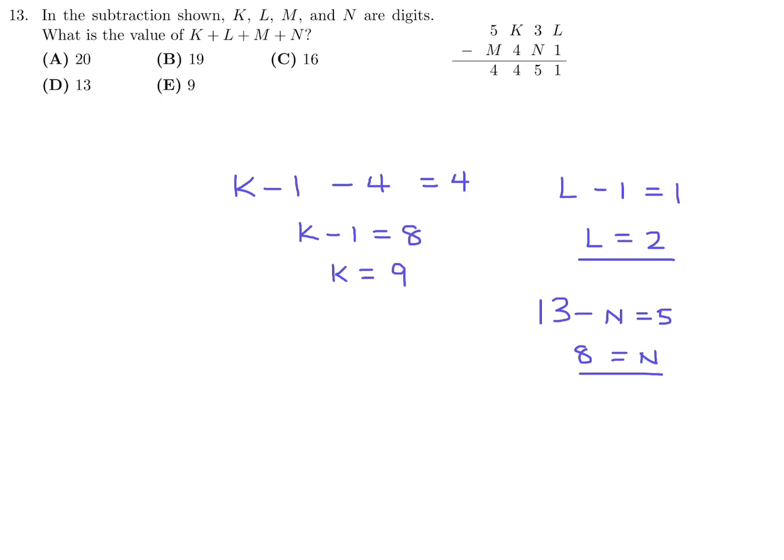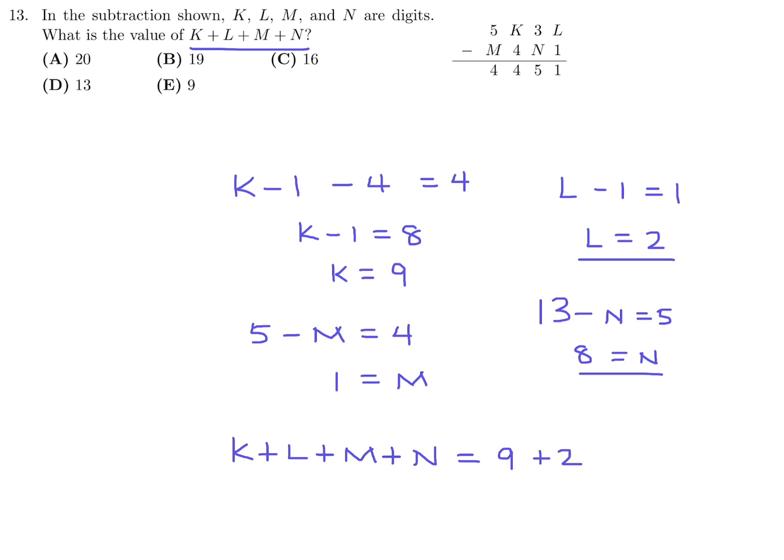And finally, 5 minus M is equal to 4, and therefore M is equal to 1. So we've got K plus L plus M plus N, so that is going to be, in terms of all these numbers, K is 9, L is 2, M is 1, and N is 8. So that is 20. So number 13, the answer is A.